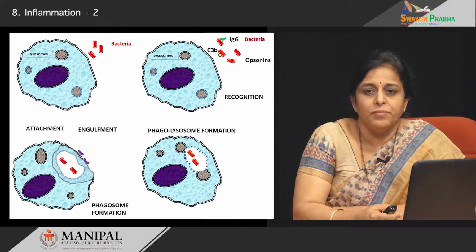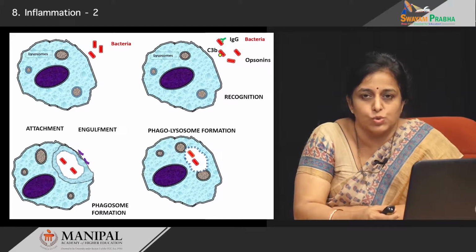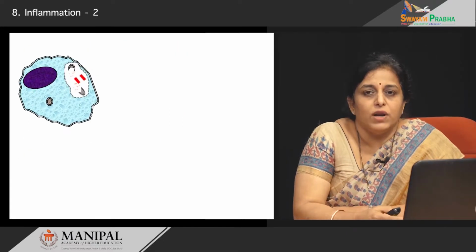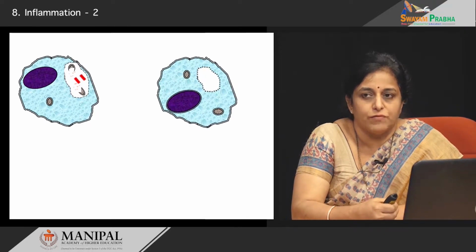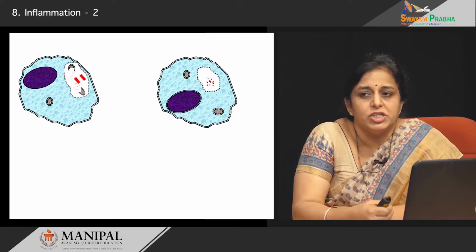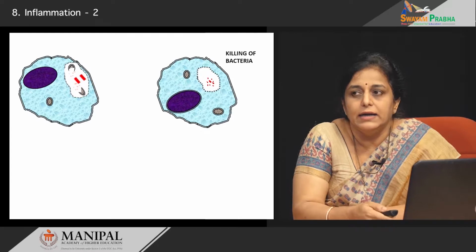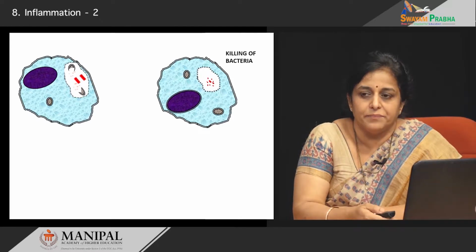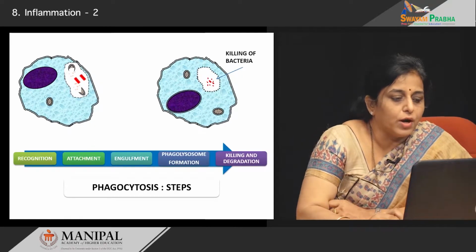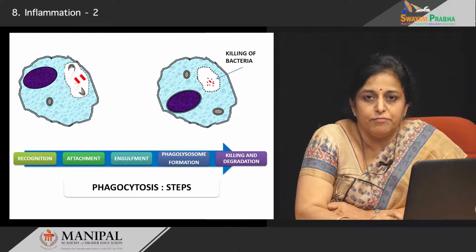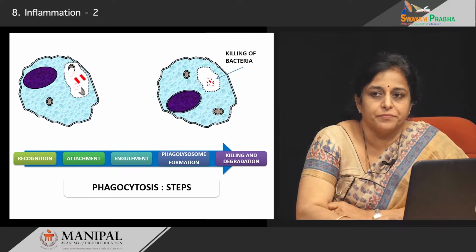Once the phagosome has formed, the lysosomes unite with the phagosomes, resulting in formation of a phagolysosome. In this phagolysosome, the lysosomes release their powerful bacteriolytic enzymes into the vacuole, causing degradation. In addition, there is another mechanism of killing which we will learn in the subsequent slide, resulting in degradation or killing of the bacteria. So, the steps involved in phagocytosis include recognition, attachment, engulfment, phagolysosome formation and killing and degradation.